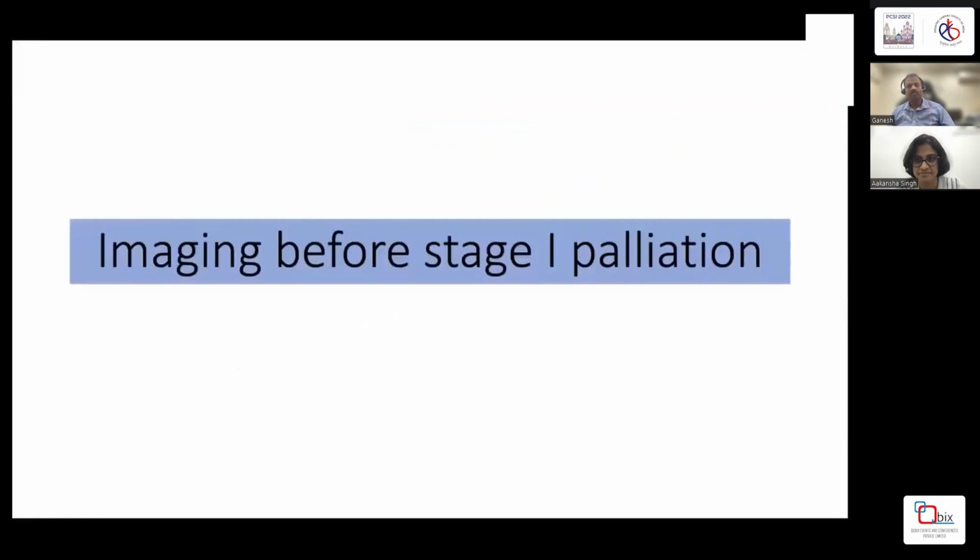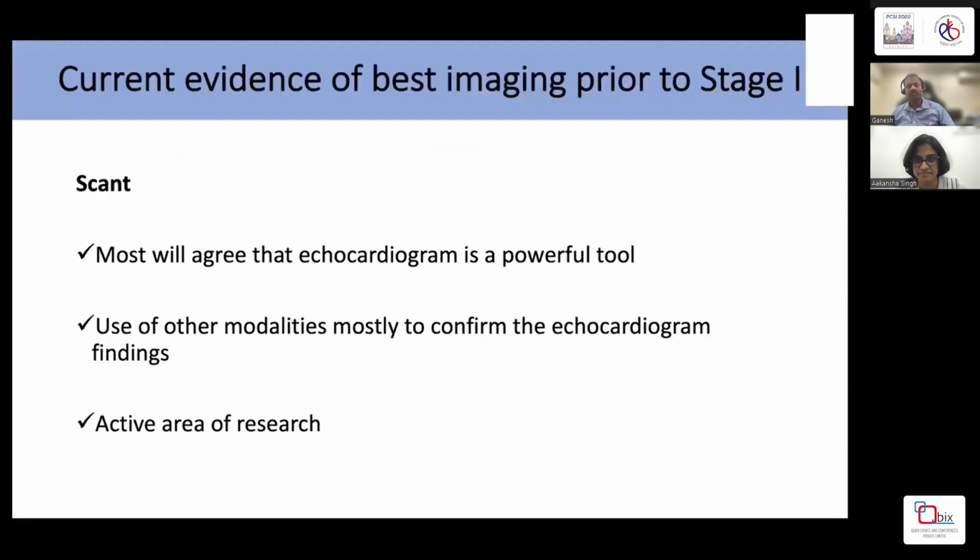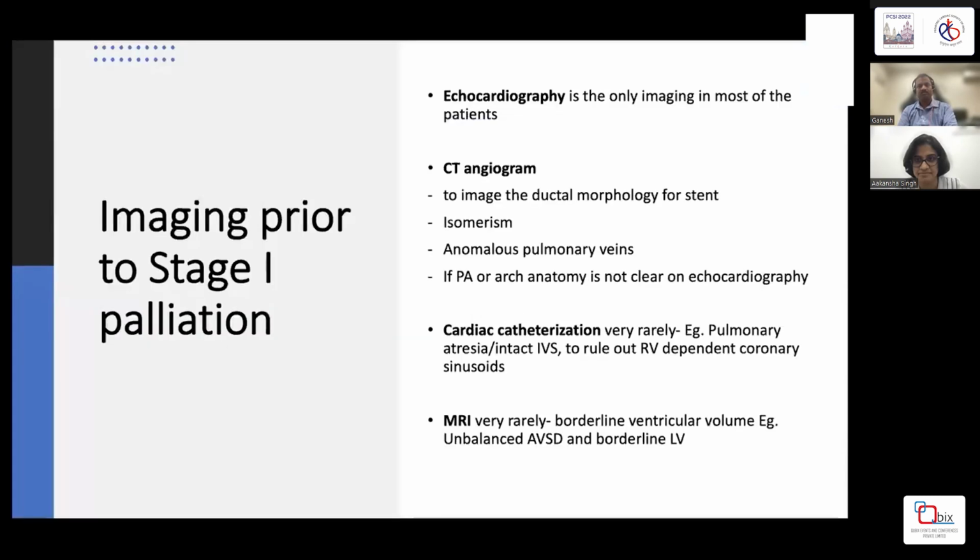Moving on to imaging before stage 1 palliation. The current evidence is very scant, but most of us will agree that echocardiogram is a powerful tool based on which we can identify the sequential segmental anatomy, and also the management can be planned. Use of other modalities is mostly to confirm the echocardiogram findings. This is an active area of research. So the current practice in our unit is echocardiogram alone in most of the patients.